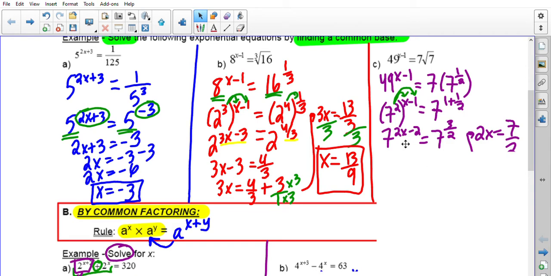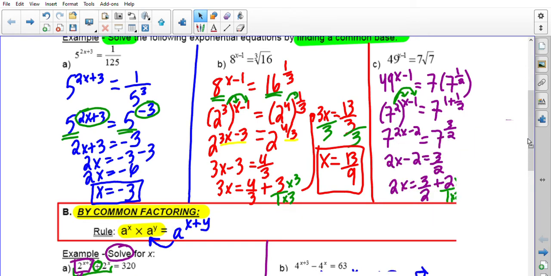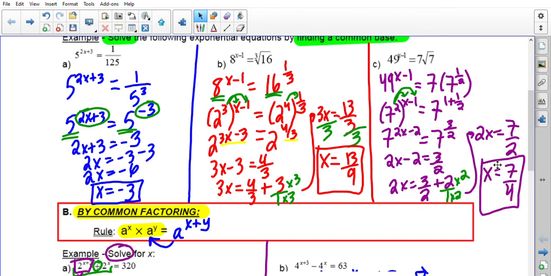All right, so now we have the same base, so we can equate their exponents. So 2x minus 2 equals 3 over 2. We're going to bring the 2 over, so it's plus 2. Again, here we've got this rational number, so we're going to find the LCD of 2. Multiply top and bottom by 2. And that is going to bring us to 2x equals 7 over 2.